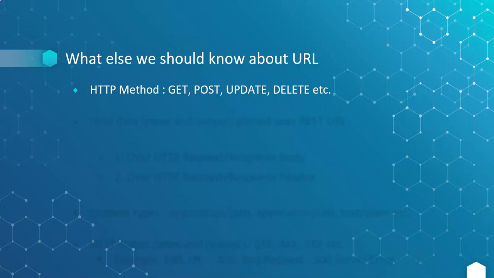Apart from that, a URL also contains an HTTP method. Those are get, post, update, delete, etc. I will show you what are all the HTTP methods available. What is the significance of HTTP methods? If we wish to get something from the backend using a REST service, we can use get. If we want to post something to the REST service, then we use post. If we wish to do something in the backend related to an update operation, then we use the update method. In a similar way, the delete method.